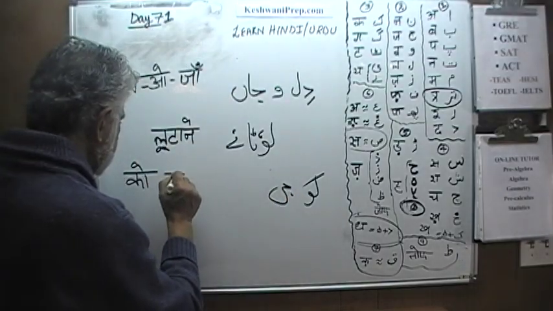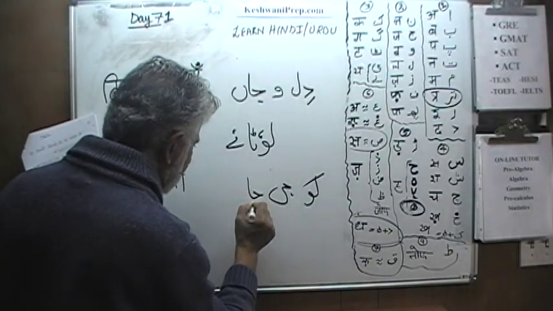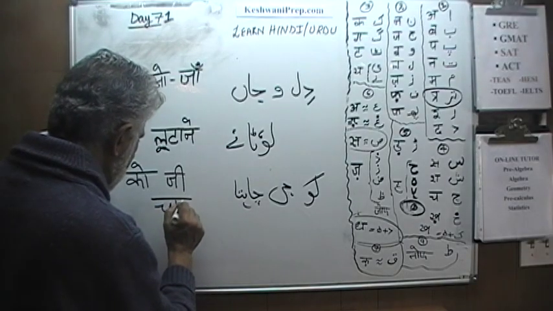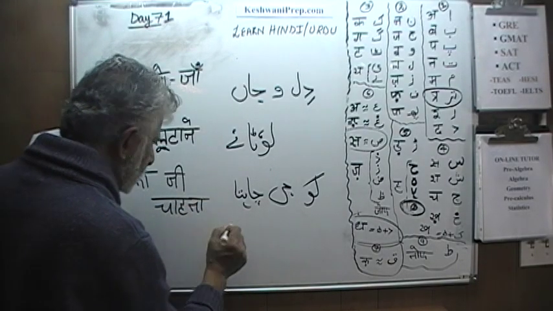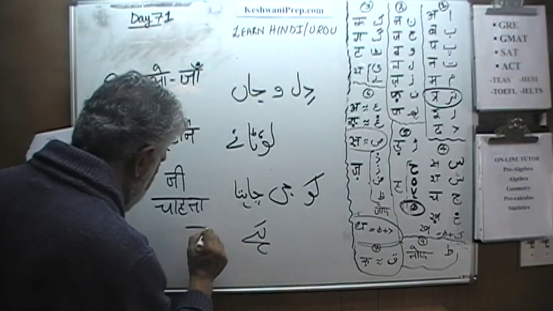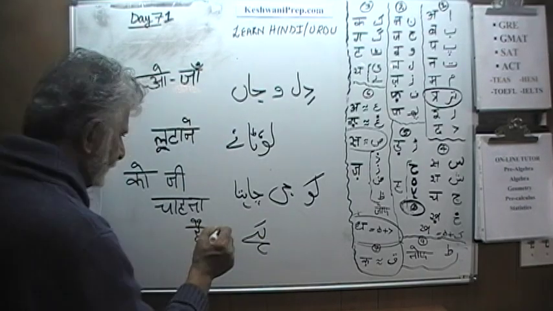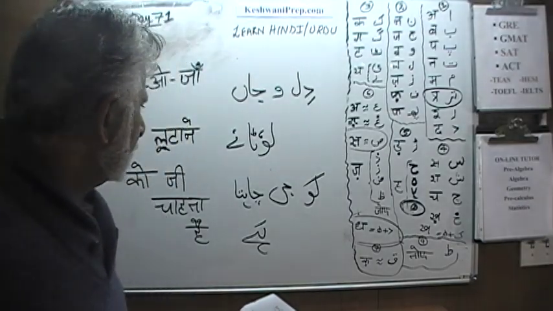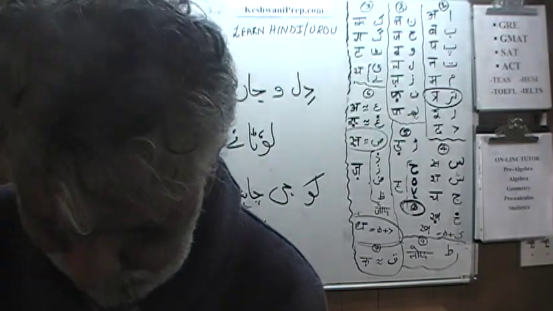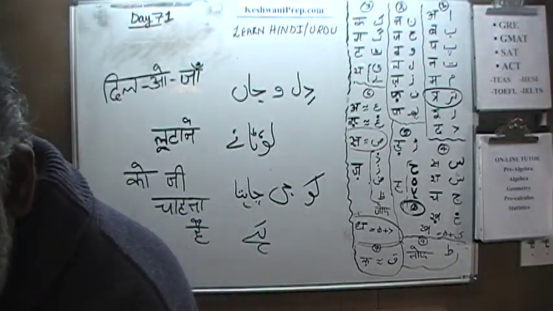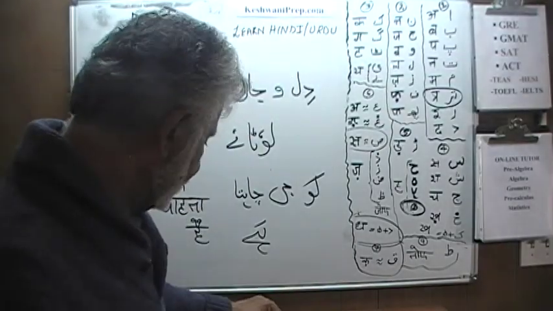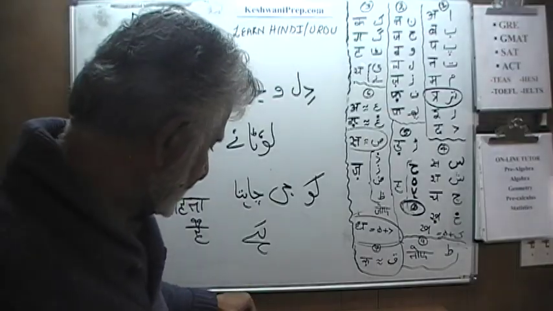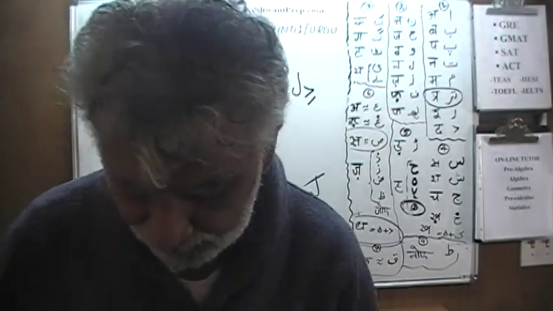Jee Chahta hai. Voilà. Dilo Jah lutane ko Jee Chahta hai. I feel like giving him my heart and my life. I was going to say heart and my soul, same thing. My heart and my soul, heart and my life, whatever you like.